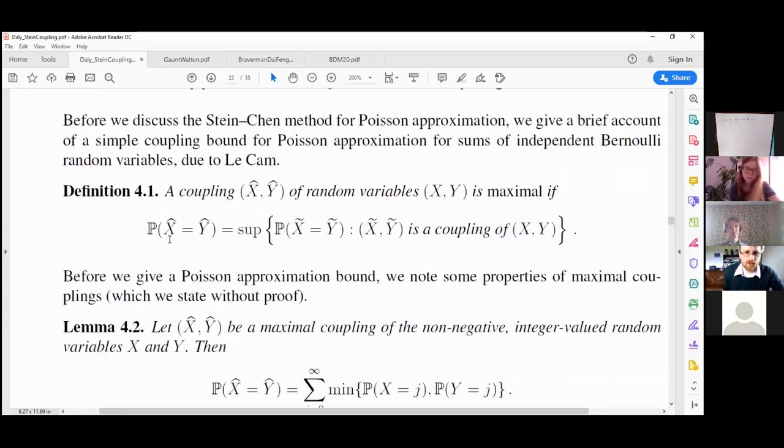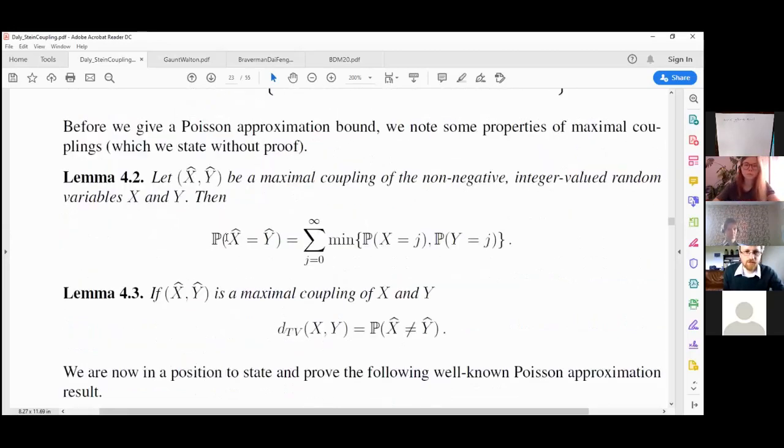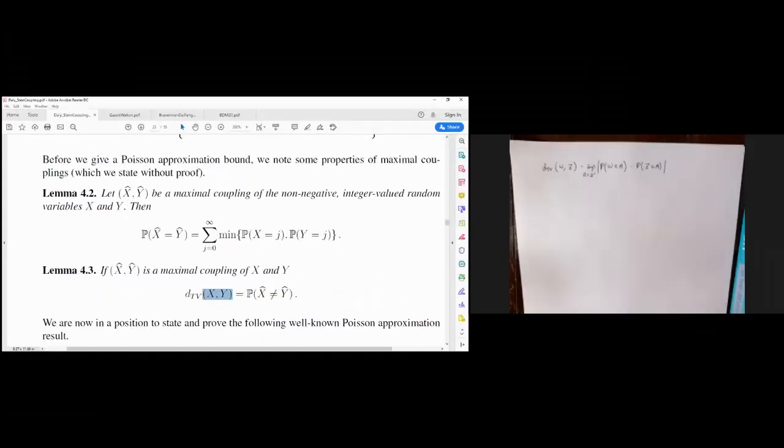That was a definition just to park in our pockets. These maximal couplings also give us an alternative way of thinking about total variation distance, as if the two formulas I had in my notes and the one formula I've written down here aren't already enough. Here's a fourth formula for total variation distance. Between two random variables X and Y, I can think of the total variation distance as the probability that my maximally coupled versions aren't the same. I have an explicit formula for the probability they are the same as well, which is sometimes useful. Lots of different ways of thinking about total variation distance.